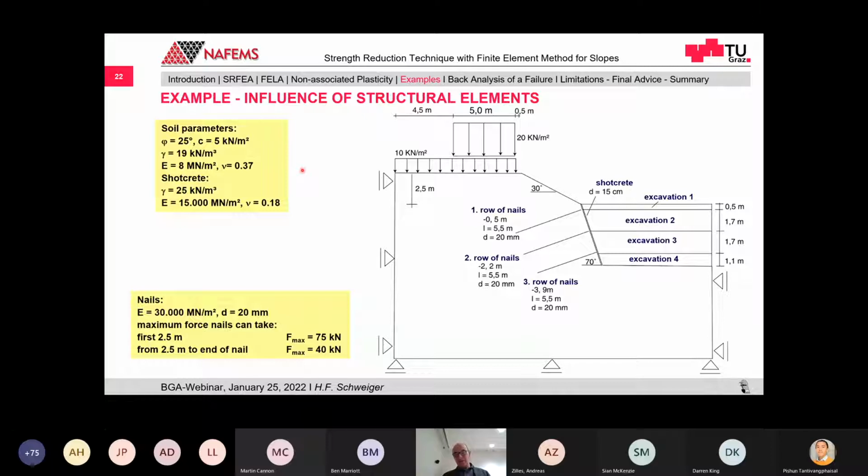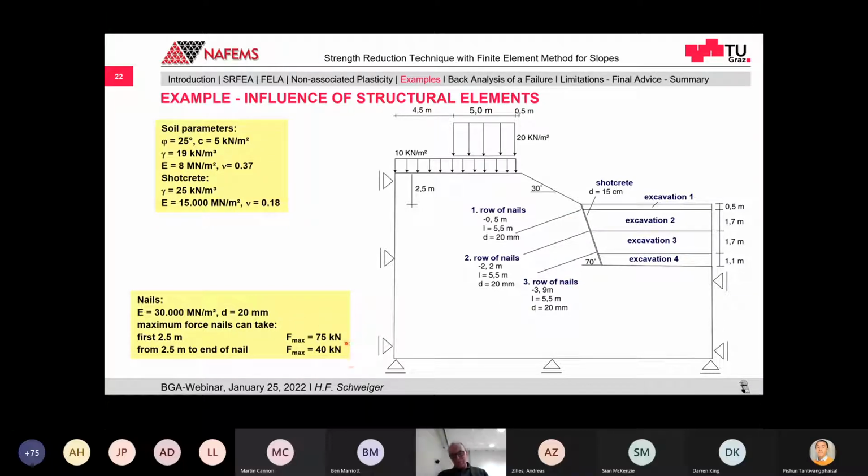Briefly, influence of structural elements. Again, it's not important to read all the numbers in here. So that is an example we took from the German working group. I'm also a member there on geotechnical numerical analysis of the German Society of Geotechnics. Excavation of a cut, shock grid, ceiling here, and 3 rows of nails.